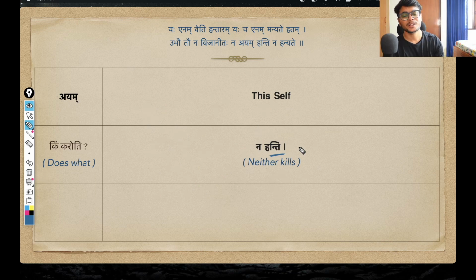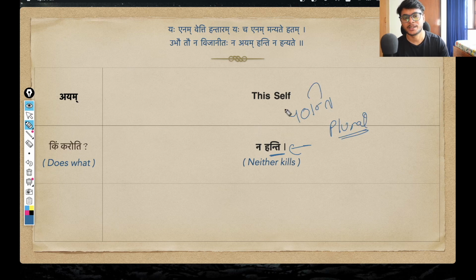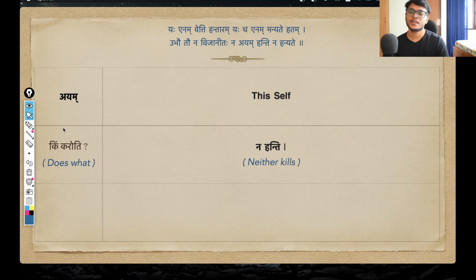Don't confuse this hanti with the bahuvachana plural form, because we are very used to such forms like pathanti, patati, patata, pathanti. So when we see this anti, we assume it is a plural bahuvachana form. But hanti, we already saw that the dhatu itself has this na. So hanti is the singular form only, the ekvachanam form. Don't confuse that. But anyways, this self na hanti, does not kill.